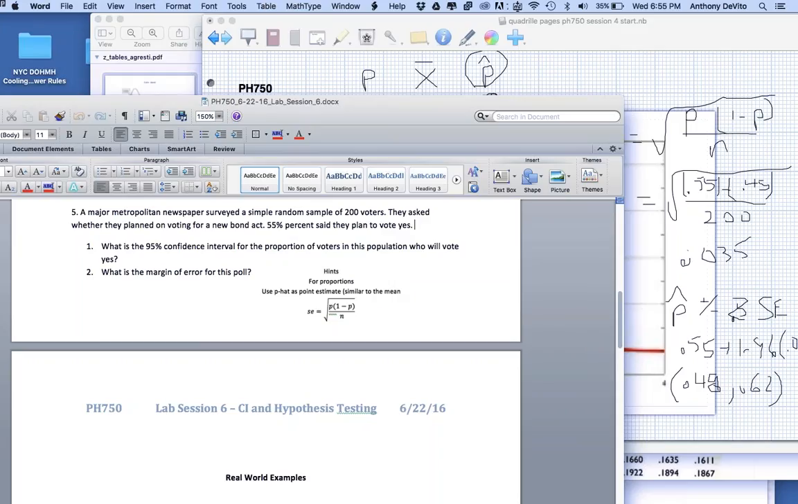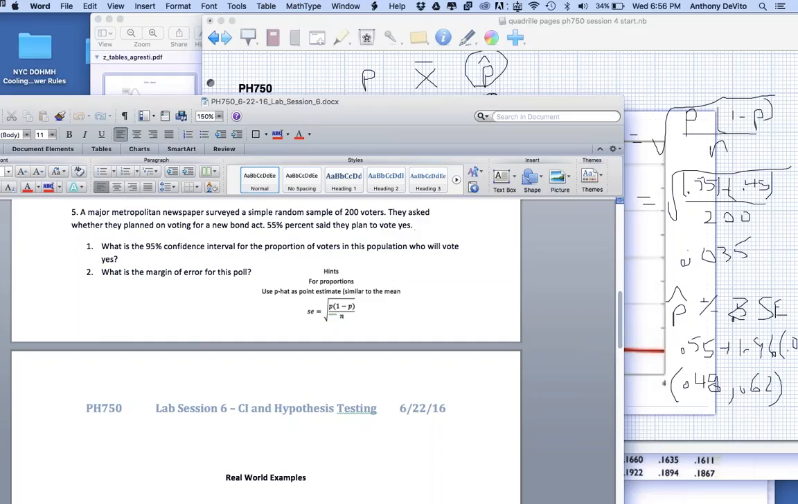Well, let me put it to you this way. If we were 95% sure that the margin of error had only been 2%, then we would be 95% certain that the percentage of the population voting positively for this was between 53% and 57%. So are we pretty sure, are we 95% sure it's going to pass? Yeah, because we're 95% sure the proportion of the population is between those two numbers.